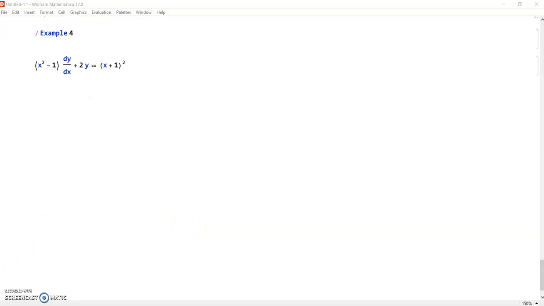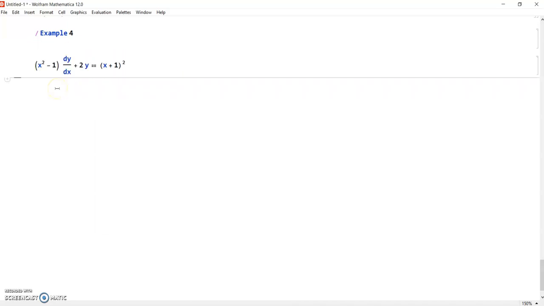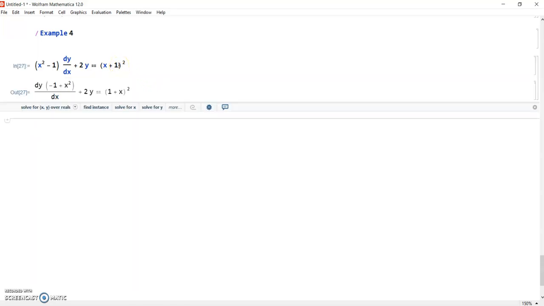Okay, so we can solve this equation with the help of a linear differential equation approach. So we can first divide both sides of the equation by x square minus 1 to make it in a standard form. So let's execute this first.